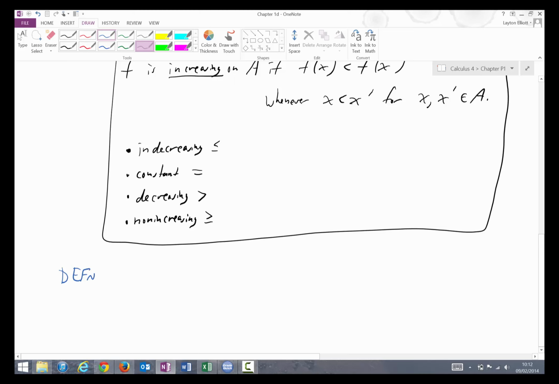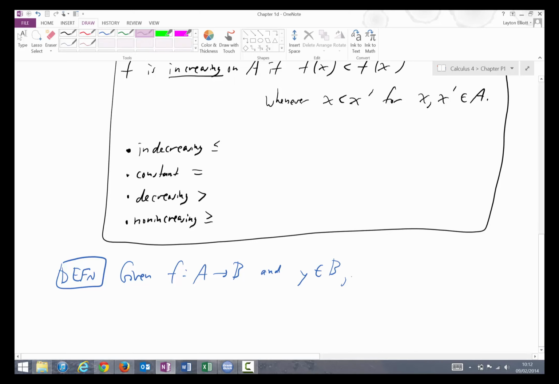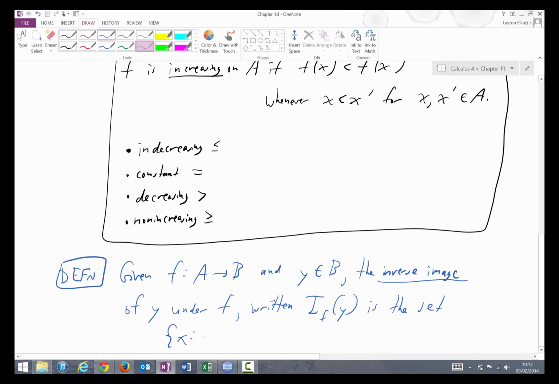Okay, another definition. Given f from A to B and y in B, and I hope you're getting used to this notation that f is a function that goes from set A to set B, and y is an element of B. The inverse image of y under f, and this is written with an interesting notation, is the set of all x in A such that f of x is equal to y.